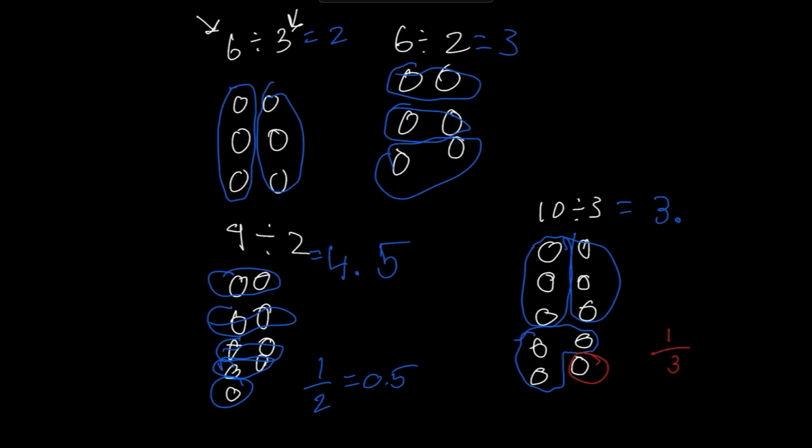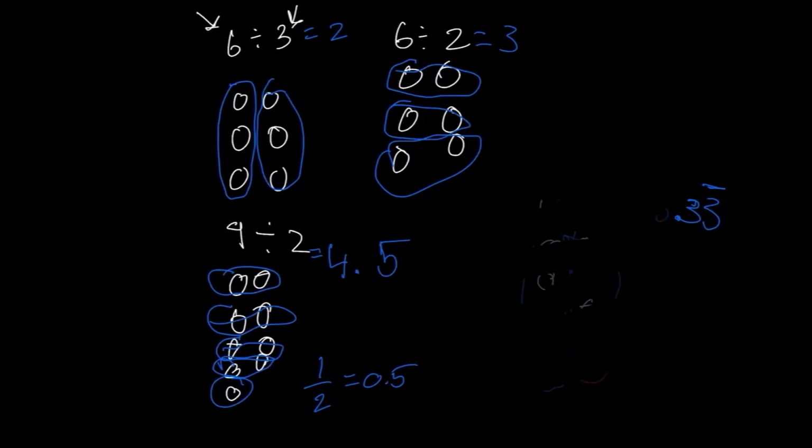And if you put this in a calculator, you would get 0.333, and then it keeps on going. When a number keeps on going on forever, you put a bar over the last number in the decimal. I'm going to write out 3.33 and then the little bar to show that it keeps on going on forever.